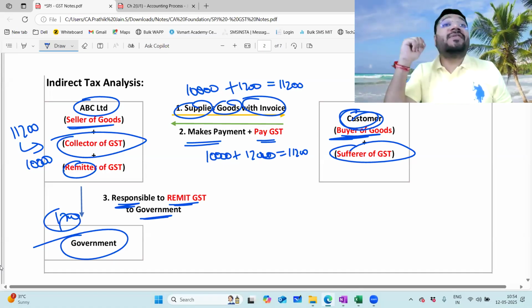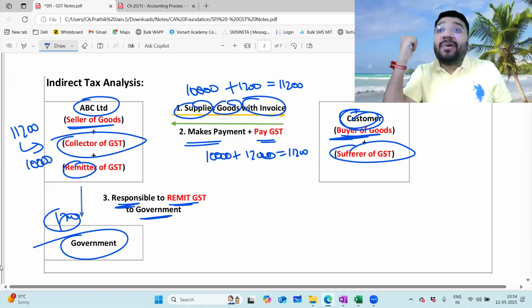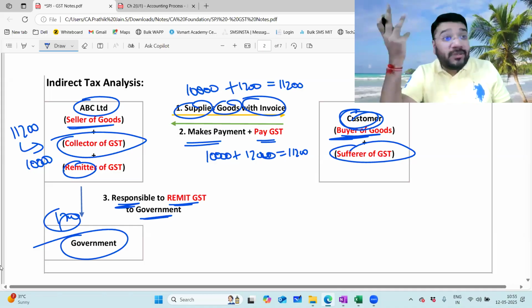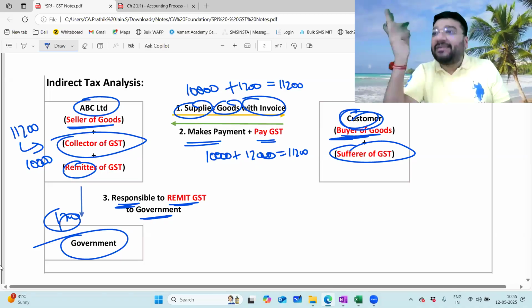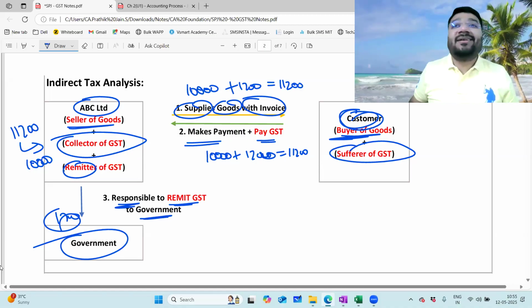So here, who's the remitter of the GST? ABC Limited. Who is ABC Limited? A middleman. Category of middleman. He could be a manufacturer, a wholesaler, a dealer, a retailer, anything. So he is the person responsible to hand over the tax.